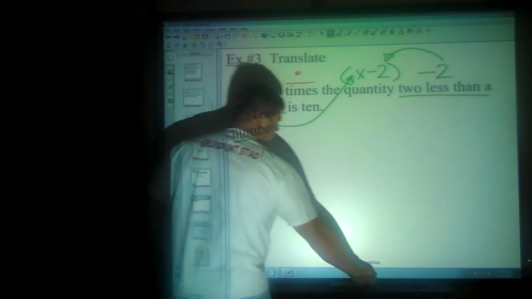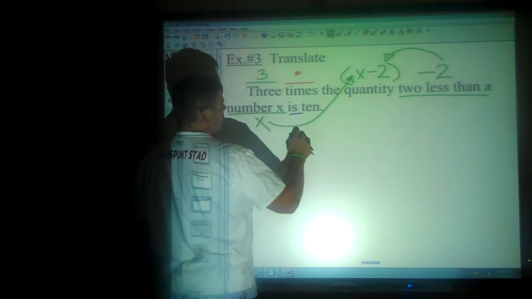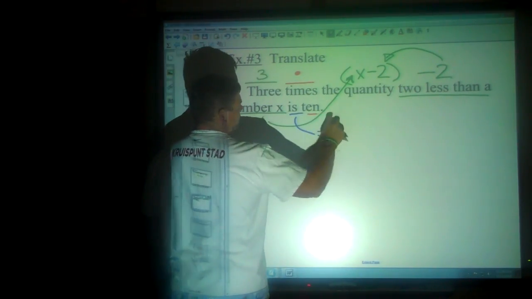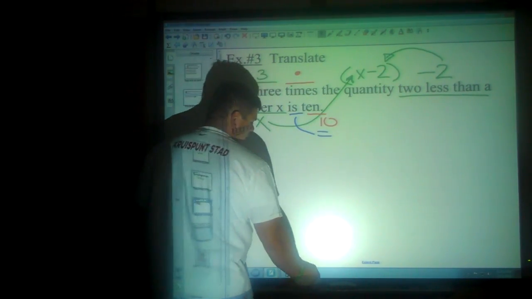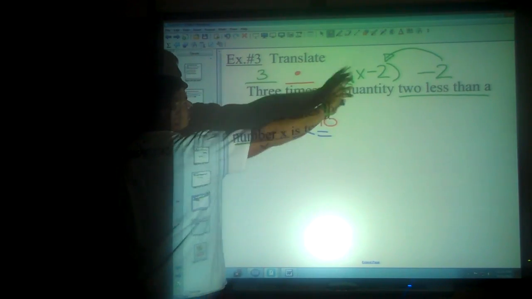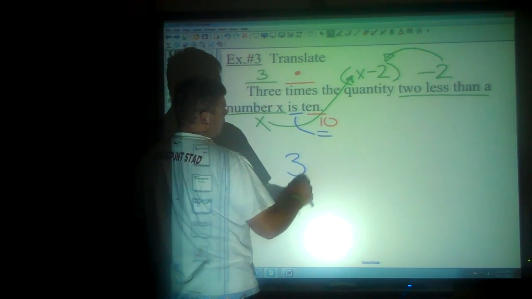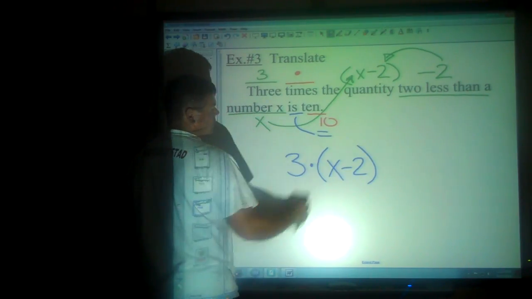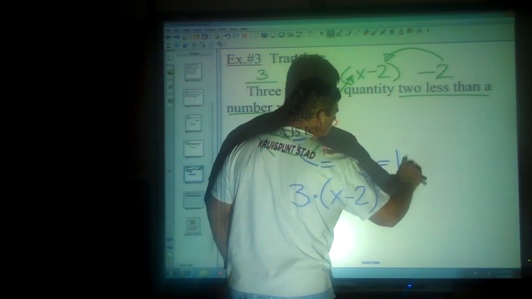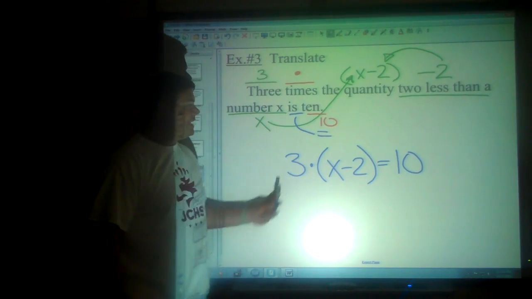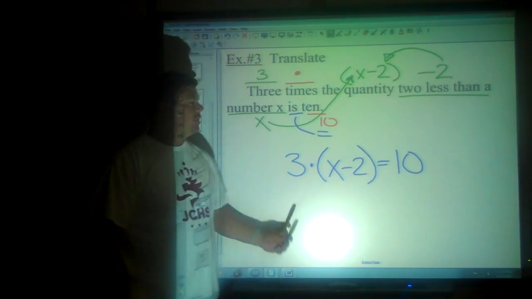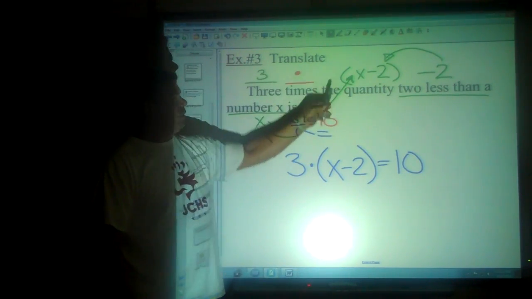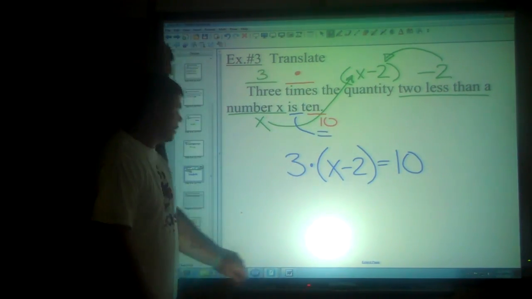And then the last part we have is "is," which means equals. And then we have 10, which we can convert. So as a full translation, I would say 3 times the quantity of 2 less than x, a number x, is 10. Now, this is not easy. This kind of stuff takes practice. We must practice these concepts and become familiar with how math is written as a language.